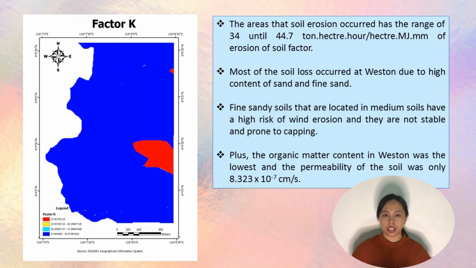Fine sandy soils that are located in medium soils have a high risk of wind erosion, and they are not stable and are prone to capping. Moreover, the organic matter at Western was the lowest among the other areas, and the permeability of the soil was only 8.323 exponential negative 7 centimeter per second. This indicates that the infiltration rate of soils at Western is lower.